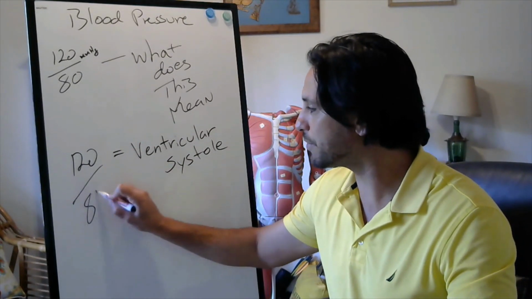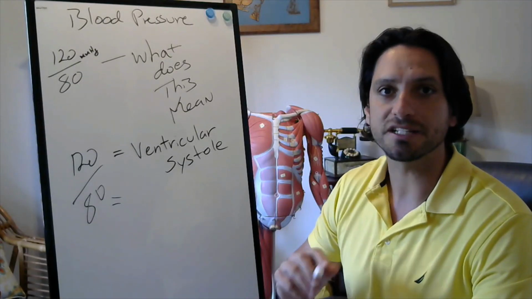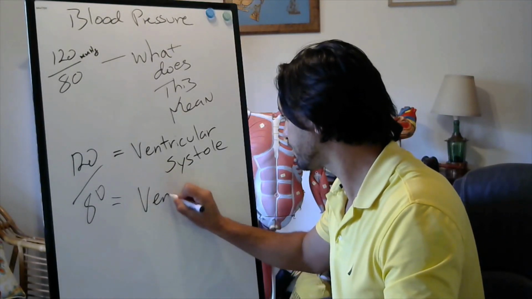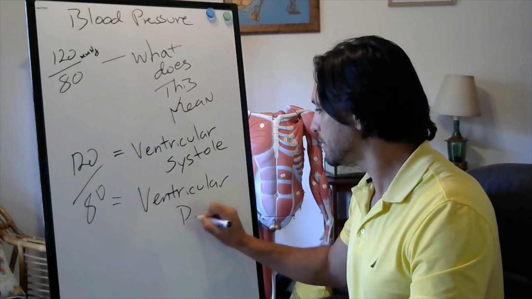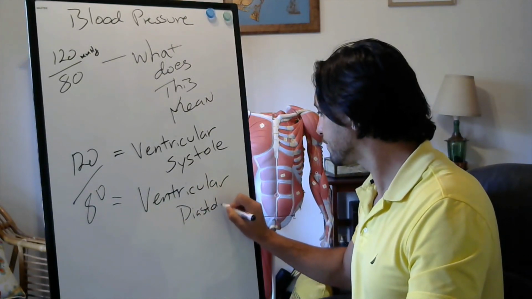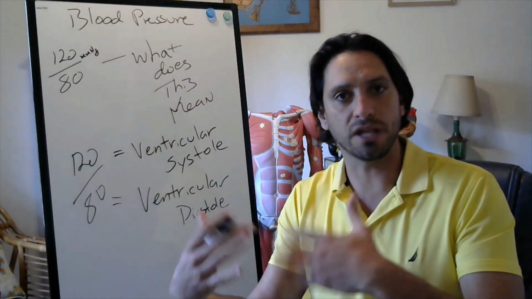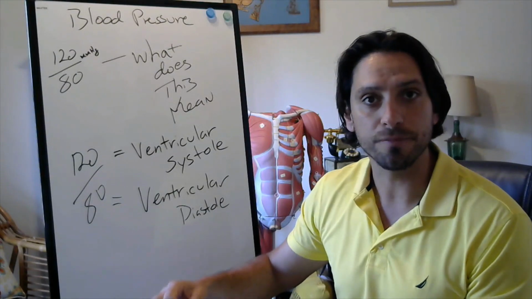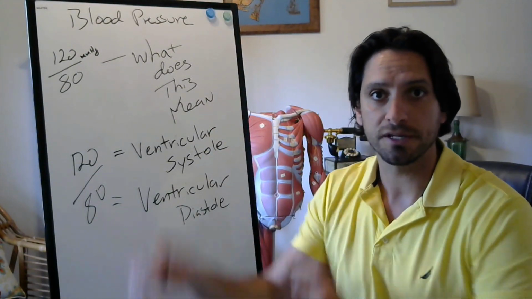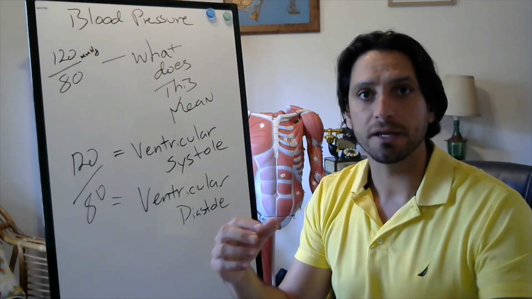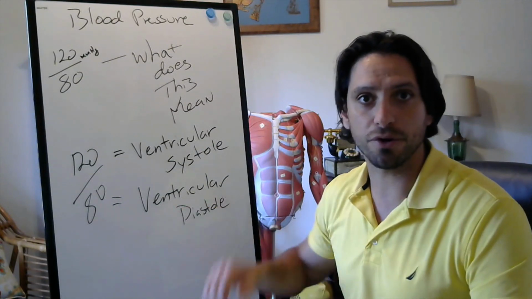The lower number, the 80, equals what's called ventricular diastole. And ventricular diastole is when the ventricles relax. So that's the pressure, the blood pressing up against the arterial walls, brachial, during relaxation of the ventricles. You can see why these are important.